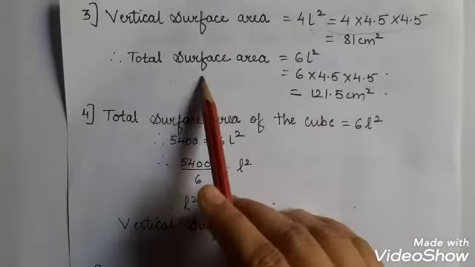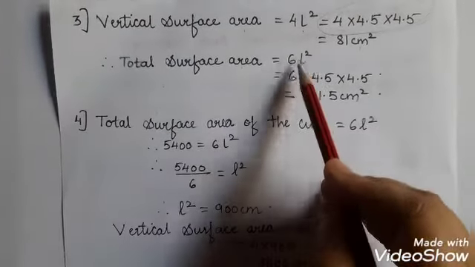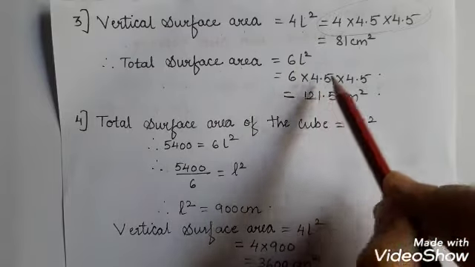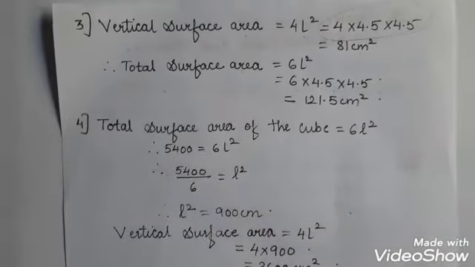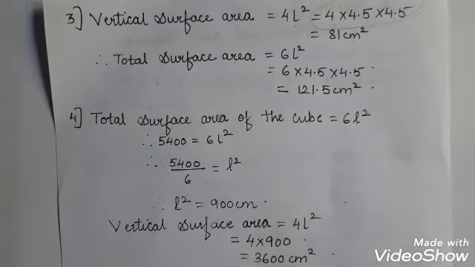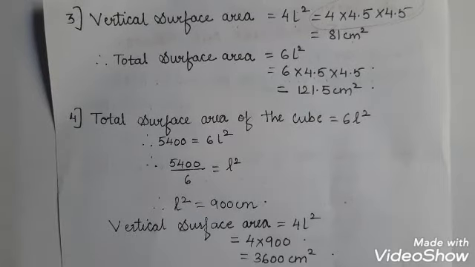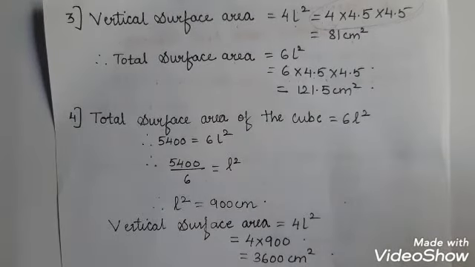Then we have to find the total surface area. So total surface area is 6L square, that is 6 multiplied by 4.5 multiplied by 4.5. So you multiply them, you get 121.5 centimeter square. Okay, and then next, fourth sum. Total surface area of a cube is 5400 square centimeter. Find the surface area of the vertical faces of a cube.